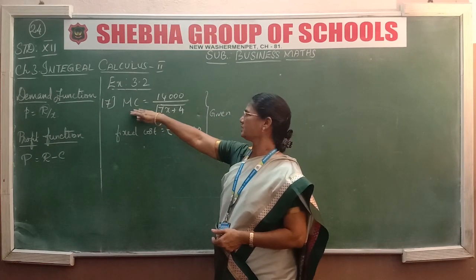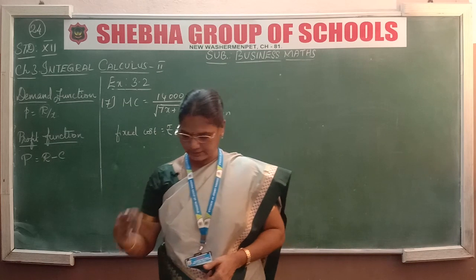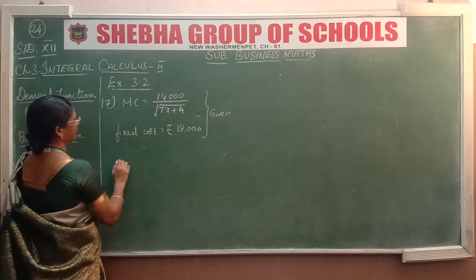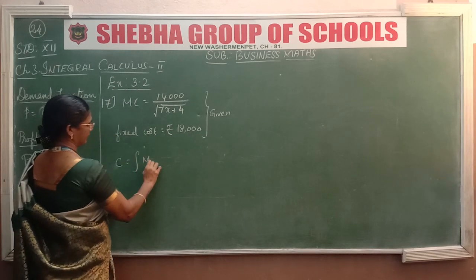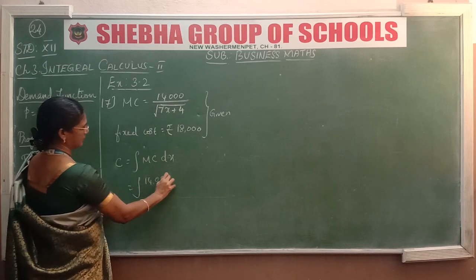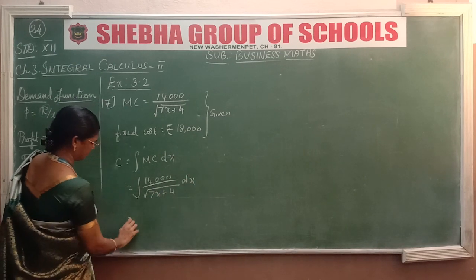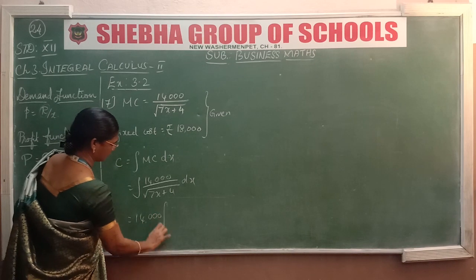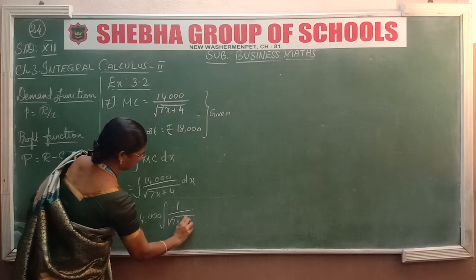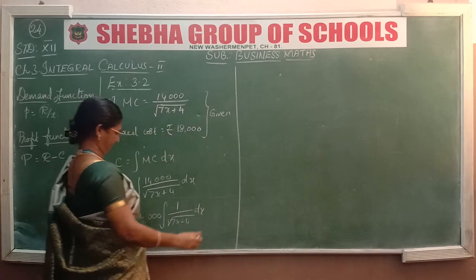Exercise 3.2, 17th sum. MC, that is marginal cost, is given, also fixed cost is given, and we have to find cost and average cost. Okay, first we find C. C is equal to what? Integral MC dx. This is equal to integral of 14,000 by root of 7x plus 4 dx. 14,000 is constant, taking outside we get integral 1 by root of 7x plus 4 dx.